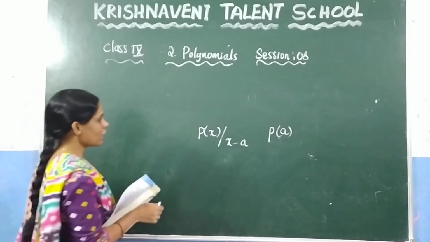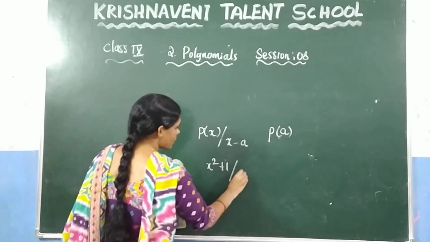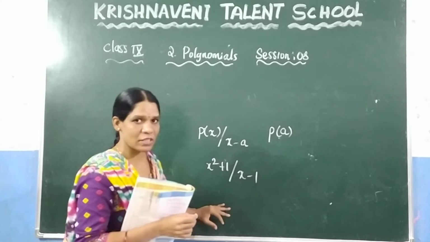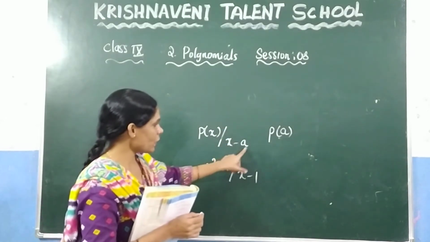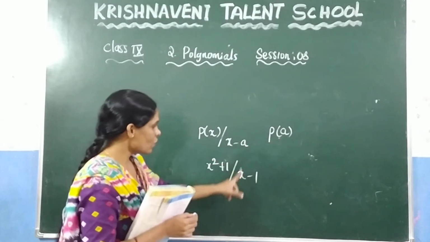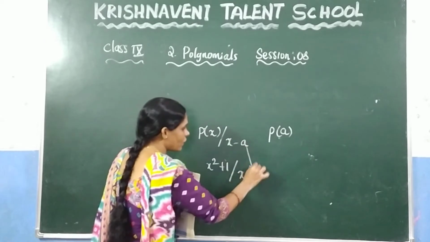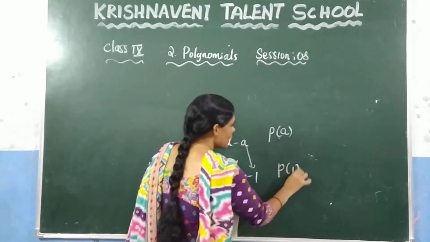So here, let us consider one example: x square plus 1 divided by x minus 1. If you want to find the remainder, according to the remainder theorem, what will be the remainder? It is nothing but p of a. In this case, what is the a value here? If you compare these two, the a value is 1. So the remainder is nothing but p of 1.